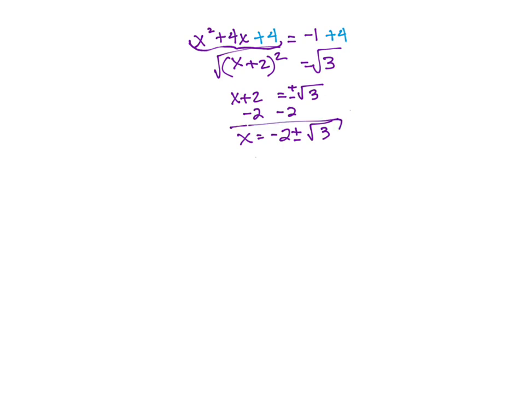Two roots. If you graphed them, that's where the thing would cross the x-axis. You would see both of them. Okay?